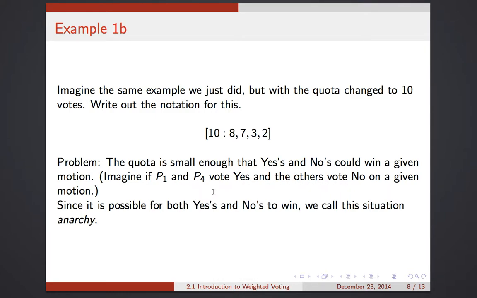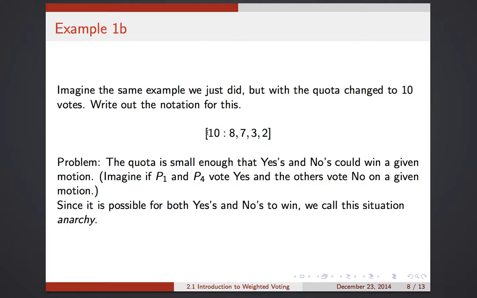The reason I'm showing you this, among other things, is that there's a problem with a quota that's this size. So imagine that the motion on the table is legalize marijuana, yes or no, right? Suppose that these 8 people and these 2 people want to legalize marijuana. Let's just suppose that's the case. These 7 people and these 3 people do not want to legalize marijuana. Well, if this motion comes to the floor, all you need is 10 votes for this motion to pass, right? Legalize marijuana, yes. These 8 people and these 2 people would vote yes. So the motion would pass because it got 10 votes.